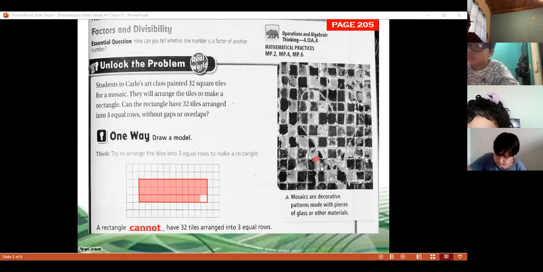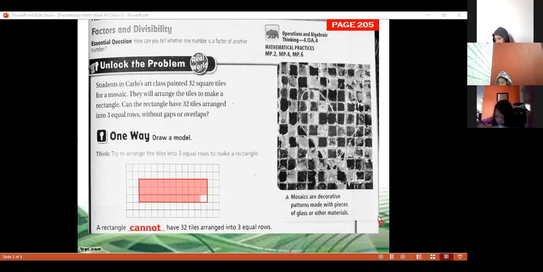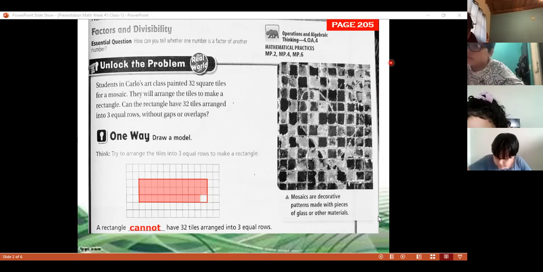And you see here the representations, what is a mosaic? They are decorative patterns made with pieces of glass or other materials. In art, you might work on this one day.